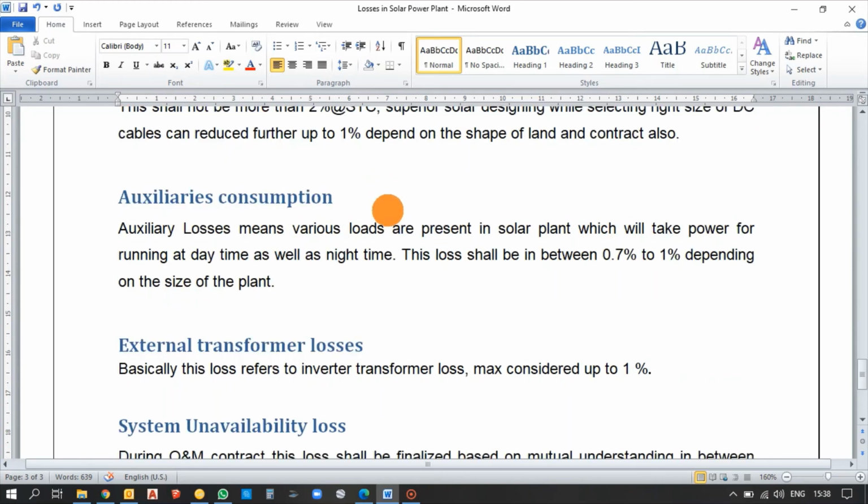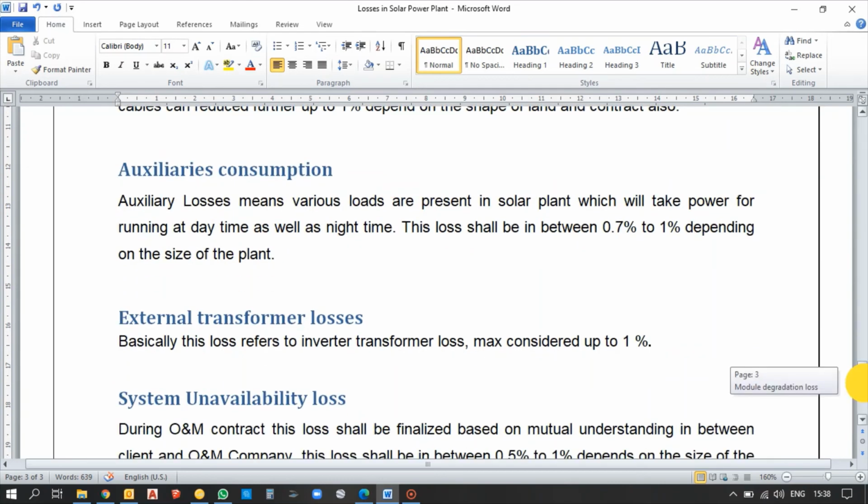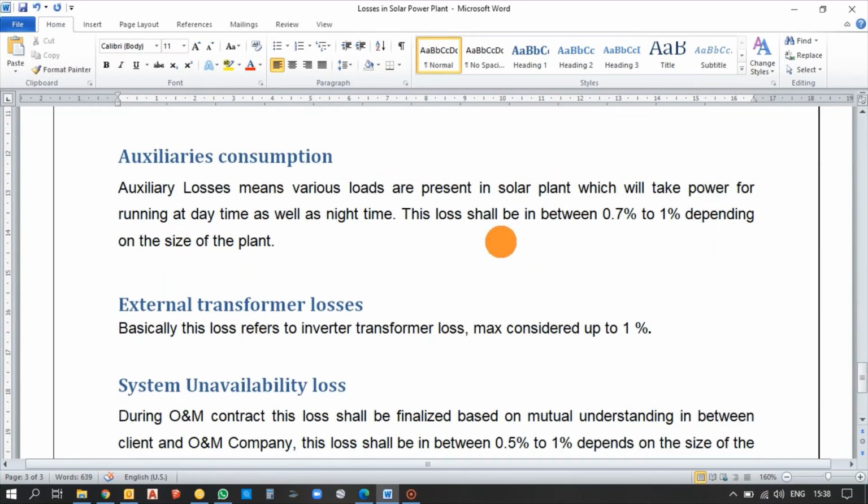And next is the auxiliary consumption. Auxiliary consumption will be small, and it will depend upon the plant capacity. It may vary from 0.7 to 1% depending upon the plant. So what is the night consumption of an inverter? What is the consumption for an inverter in standby mode? These are the small factors that make up auxiliary consumption.